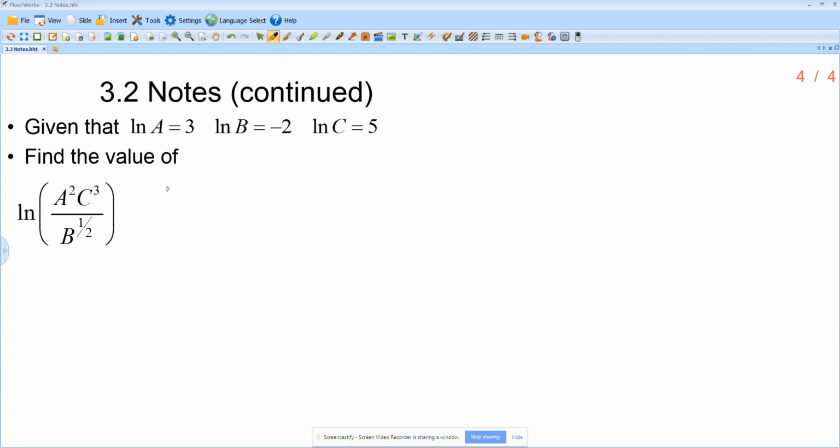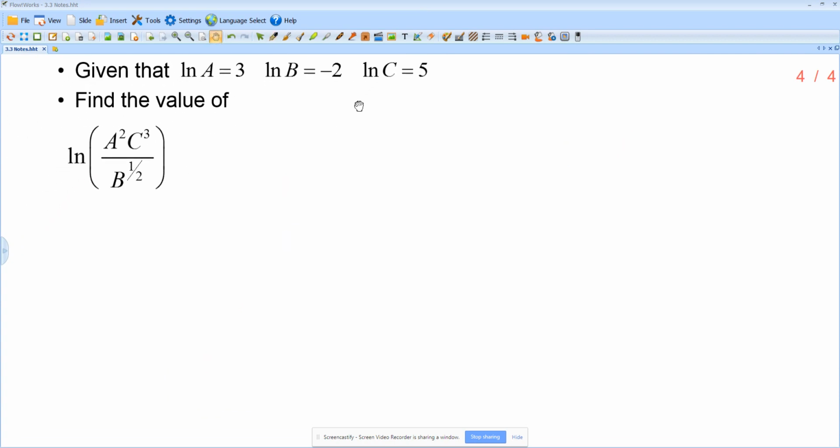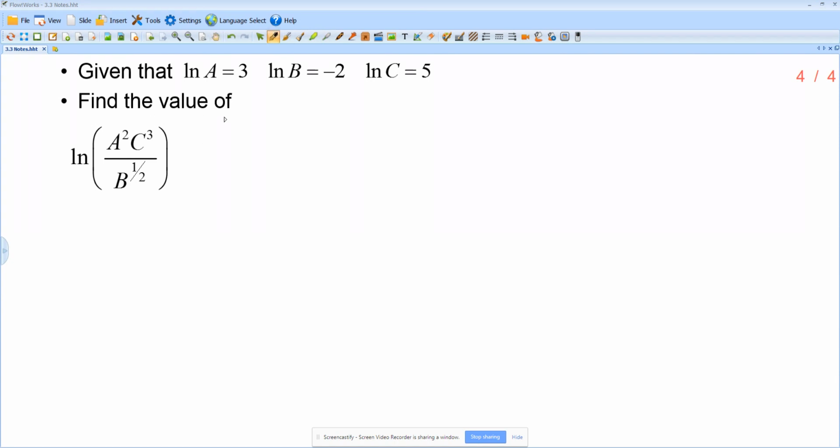All right, last, given that natural log A is equal to 3, natural log B is equal to -2, and natural log C is equal to 5, find the exact value of. So here's what people do with this problem. They put in 3, -2, and 5 for A, C, and B, because they see, well, A is equal to 3, B is equal to -2, and C is equal to 5. But it's the natural log of A that is equal to 3. And right now, I don't have natural log A. I can't substitute that. What I need to do is expand this so that I can get natural log A, natural log B, and natural log C written exactly like that.